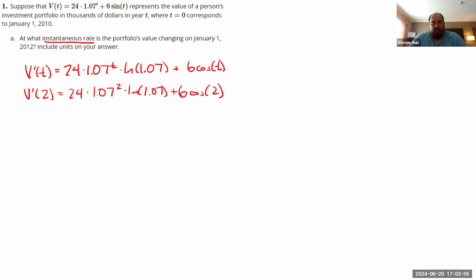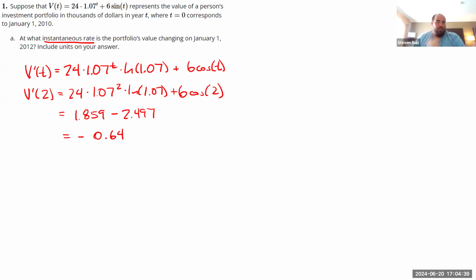The natural log of 1.07 should be pretty close to 0, and it is. So times 0.07, 2.07 times 24. This first term is going to give me an approximate value of 1.859. And then 6 cosine 2, so minus 2.497. All told, I get a final amount of negative 0.64. So that's our number.